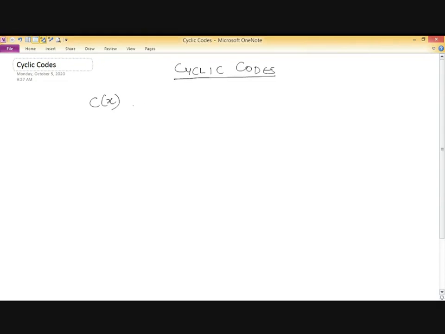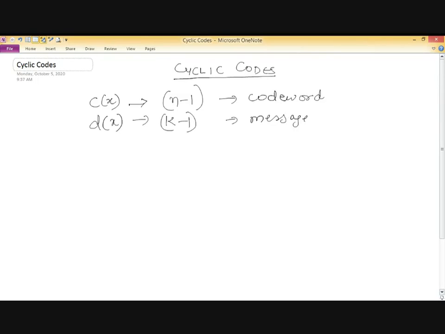So in cyclic codes, there are three polynomials. C of x, which is of order n minus 1, belongs to a code word. So C of x will be a code word polynomial. Similarly, there is D of x that has order k minus 1, and it belongs to a message or data, whatever you want to call it. And similarly, there is another polynomial G of x, which has an order n minus k, and this is known as the generator polynomial.